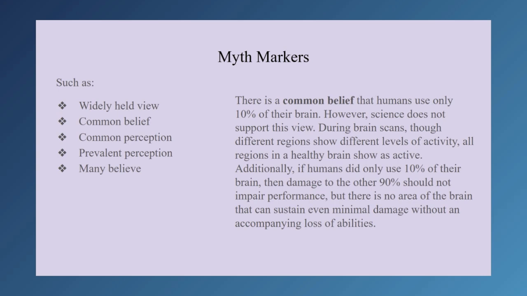Additionally, if humans did only use 10% of their brain, then damage to the other 90% should not impair performance, but there is no area of the brain that can sustain even minimal damage without an accompanying loss of abilities. This is a common template for reading comp passages. They introduce some myths and then the author tears it down. So getting familiar with this basic layout is super helpful.